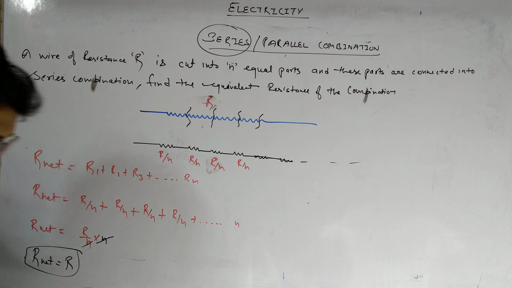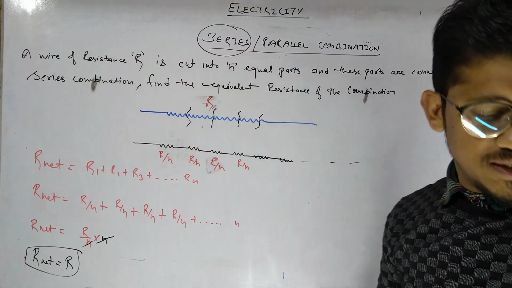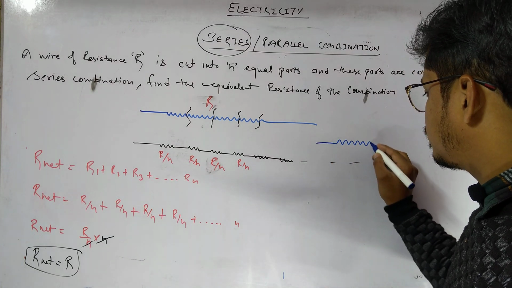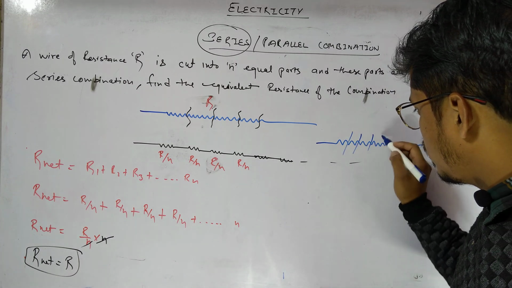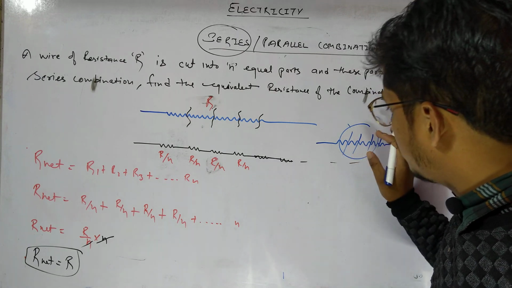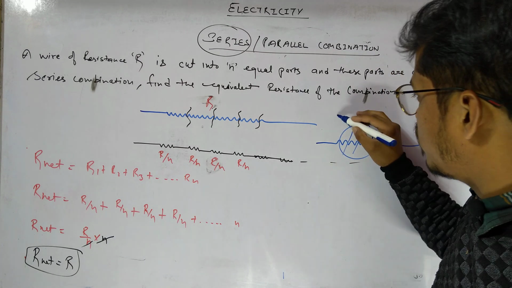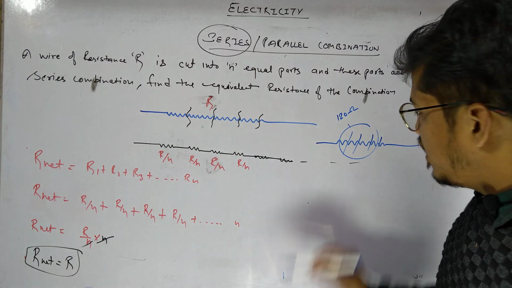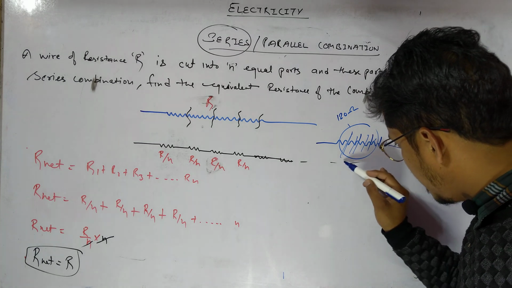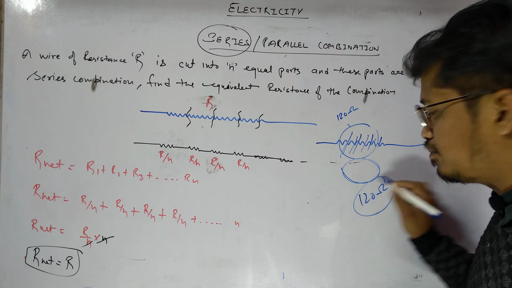What is the conclusion of this question? Why am I asking these questions to you? The conclusion is, if you have a resistance and you cut it down into many equal parts, suppose before cutting the resistance is 120 ohm, and I cut it down into n parts and now again I am adding these whole resistances, then I will get 120 ohm.